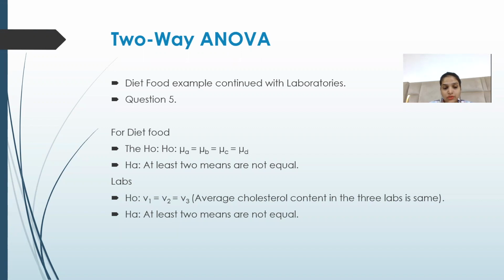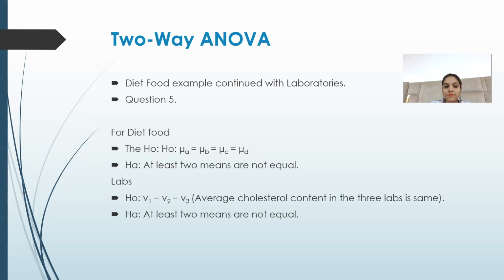My first null hypothesis will be mean of diet food A is equal to mean of diet food B equal to mean of diet food C equal to mean of diet food D. My alternate hypothesis will be at least two means are not equal.